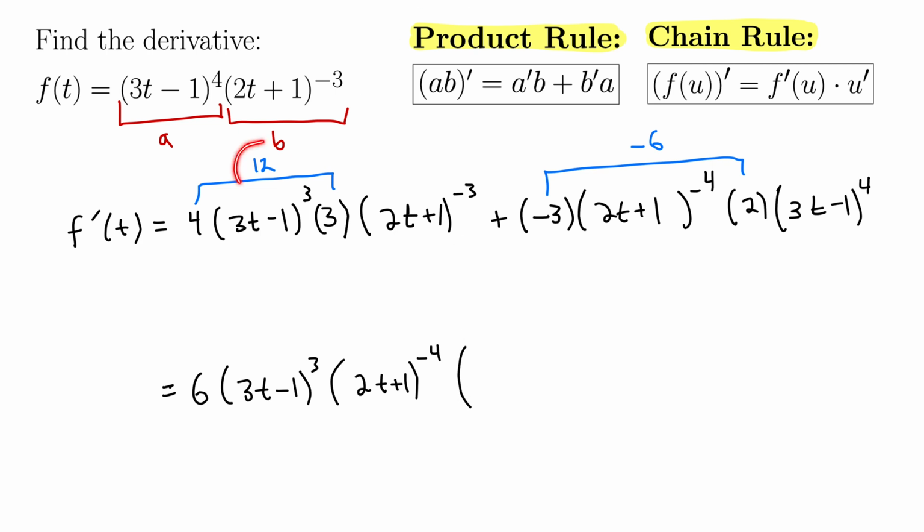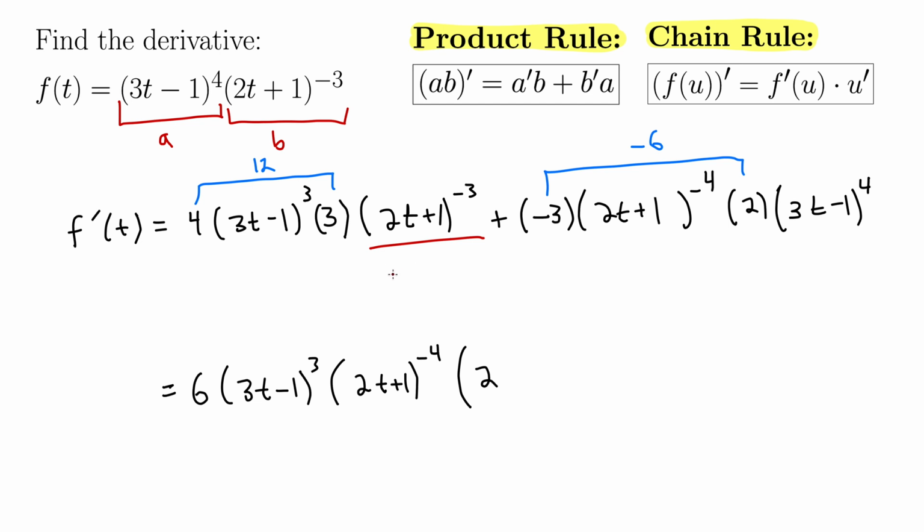Well, we had a 12 in this term. We factored out a 6, so we get a 2. And then the entire 3t minus 1 came out to the front, leaving us here to deal with this 2t plus 1 to the negative 3. When you factor something out, and this is important, you're actually dividing everything left behind by that term. So when we factored out this 2t plus 1 to the negative 4, what we're really doing is dividing all these terms left behind by it.